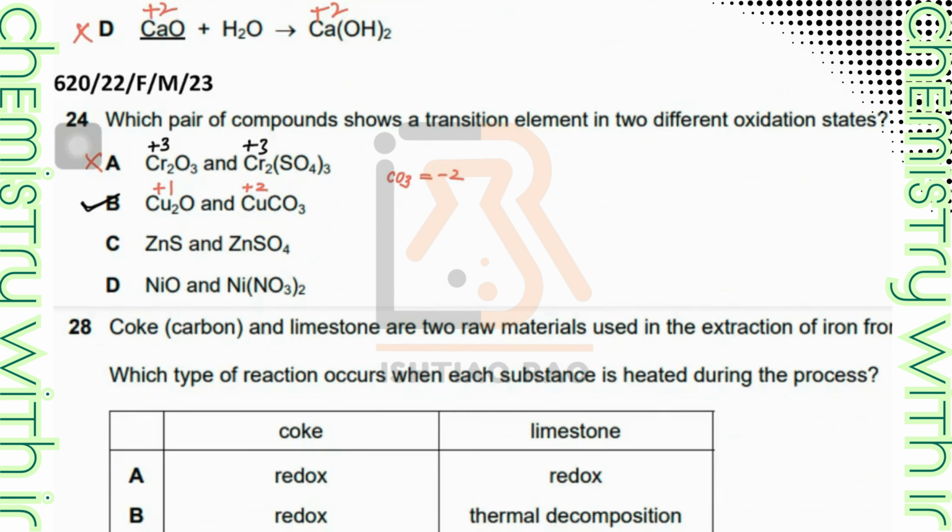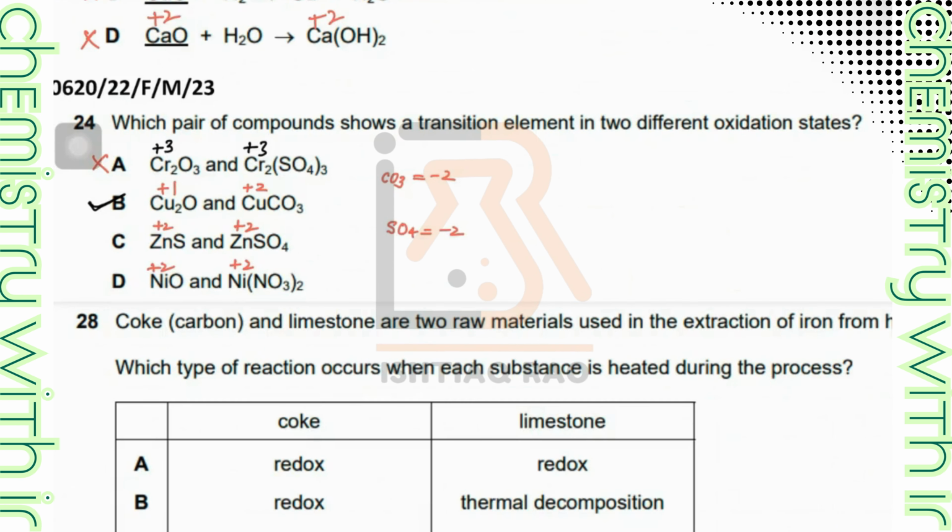But why not C? Zinc sulfide and zinc sulfate. Zinc is +2 because the charge on sulfate is also -2. And nickel is +2. They're not going to change. The charge is the same, the oxidation number is the same. They were asking which pair of compounds has two different oxidation states. Therefore, option B is correct.